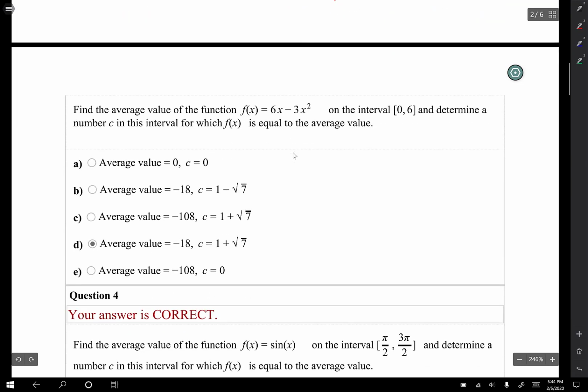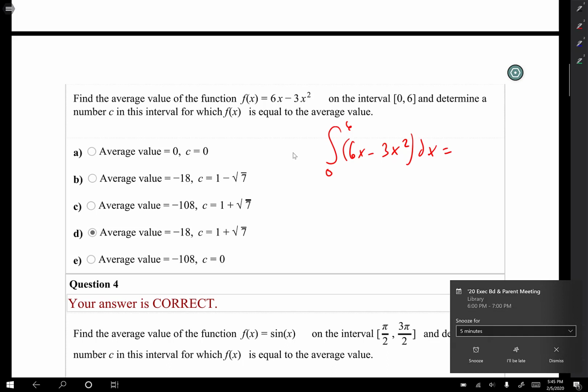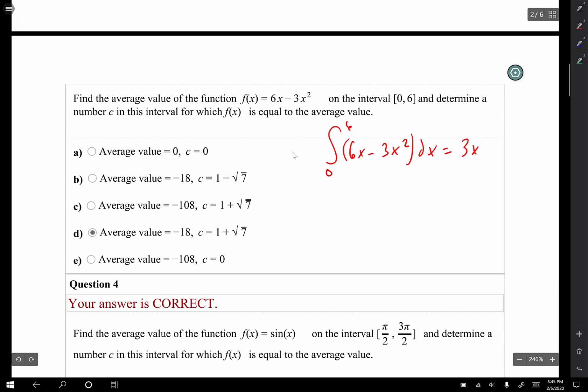All right, find the average value of the function 6x minus 3x squared on the interval 0 to 6, and determine the number c on the interval for which f of x is equal to the average value. Again, it's the same thing again. I'm going to find the net area between 0 and 6, so 0 to 6 of 6x minus 3x squared dx. So the antiderivative is 6x squared divided by 2. So that is 3x squared minus x cubed, and I'm going to evaluate these from 0 to 6. I don't have to worry about the 0, because anything times 0 is 0, but I do have to worry about the 6 there. So I'm going to go 6 squared, which is 36, times 3.